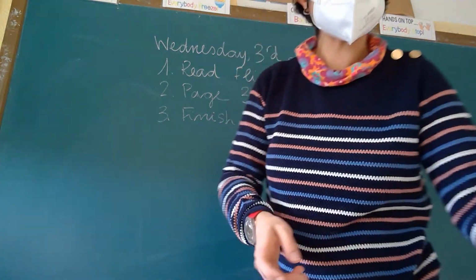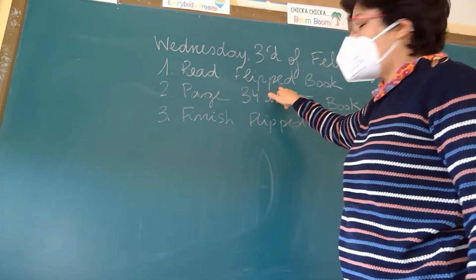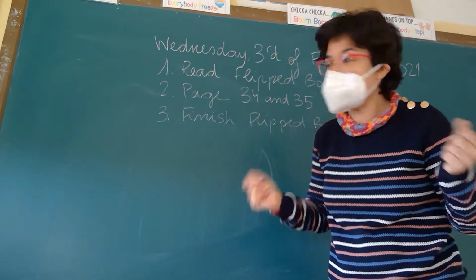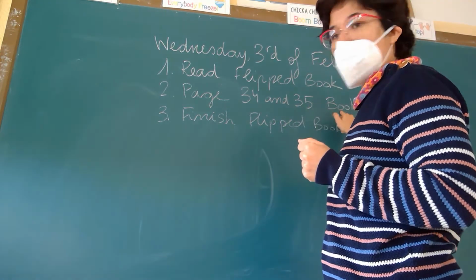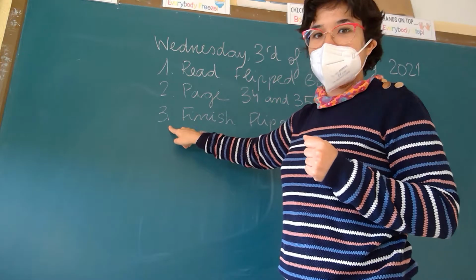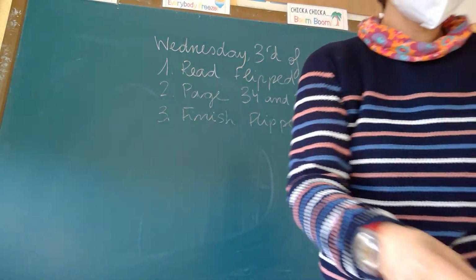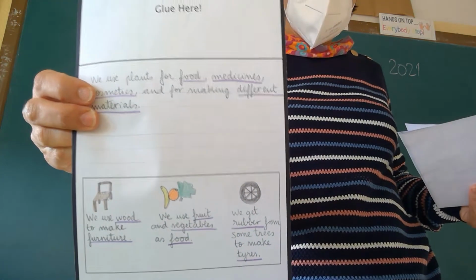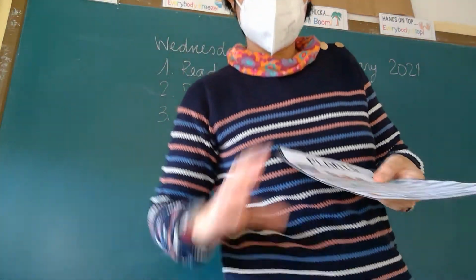Okay? So, today we will read the flip book and finish all the pages. Number 2, page 34 and 35 of our book. And the last, finish the flip book with the last page, how we use plants. Okay? So let's read and repeat the flip book.